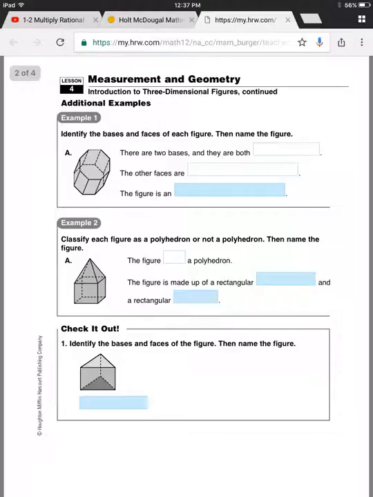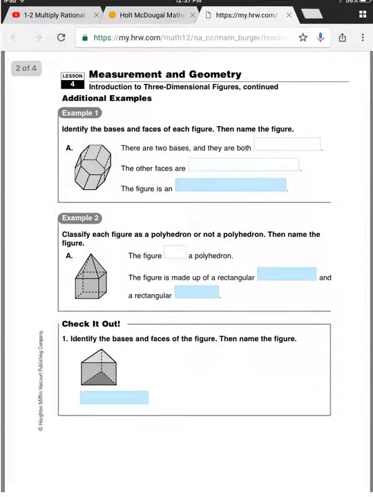Okay, so it says to identify the bases and faces of each figure and then name the figure. Now the bases are the top and the bottom of the figure, okay? And this figure has 1, 2, 3, 4, 5, 6, 7, 8 sides. So the two bases are both octagons. Okay, because the shape on top and the bottom is an octagon because it's an 8-sided figure.